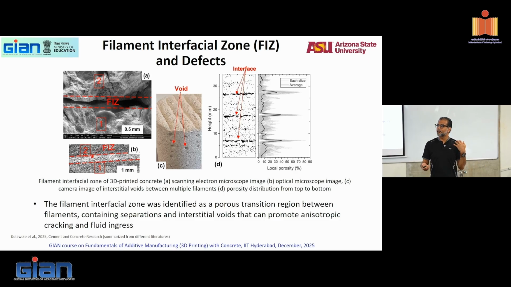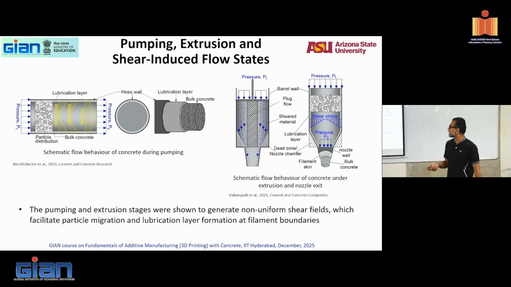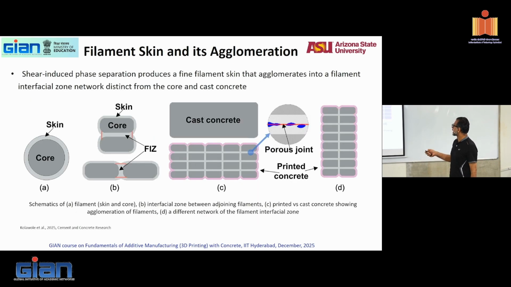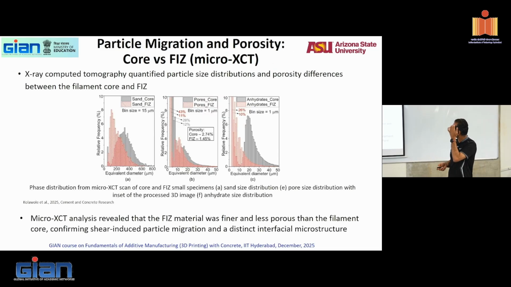So maybe extruding it with a little bit of difficulty is probably not a bad idea. You don't want too much of a fluid layer. So again, cast concrete versus printed concrete, and you see all these porous joints, same idea that I showed you earlier. Particle migration was processed. Remember the particle migration story that I told you? The same thing goes with the lubrication layer.